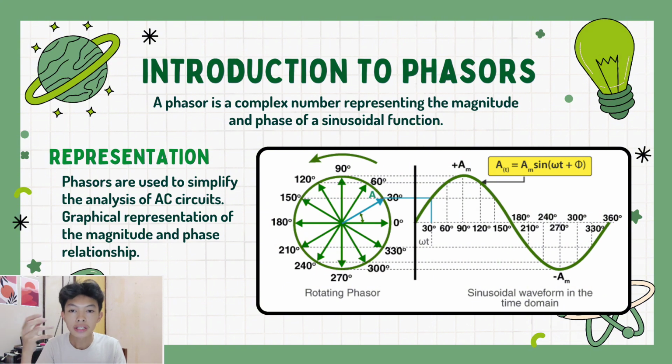Again, a phasor is a complex number representing the magnitude and phase of a sinusoidal function. Phasors are used to simplify the analysis of AC circuits, as a graphical representation of magnitude and phase relationships. As you can see in the diagram, we have the rotating phasor, and also the sinusoidal waveform in the time domain. So that is an example of phasors.